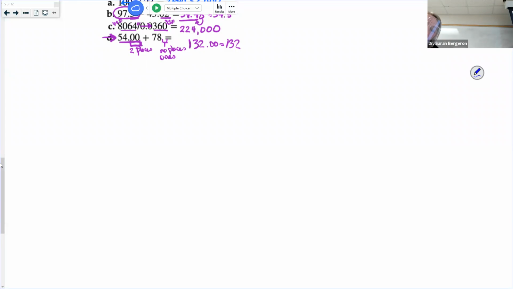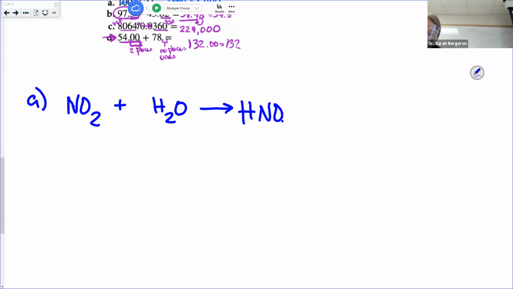So I got NO2. Now, what is that little g after the NO2? It tells me it's a gas, but I'm not going to write it because we don't really care about it right now, and it'll be a little bit cleaner to look at. So plus H2O, what does the l mean? Liquid, yields HNO3 plus NO.